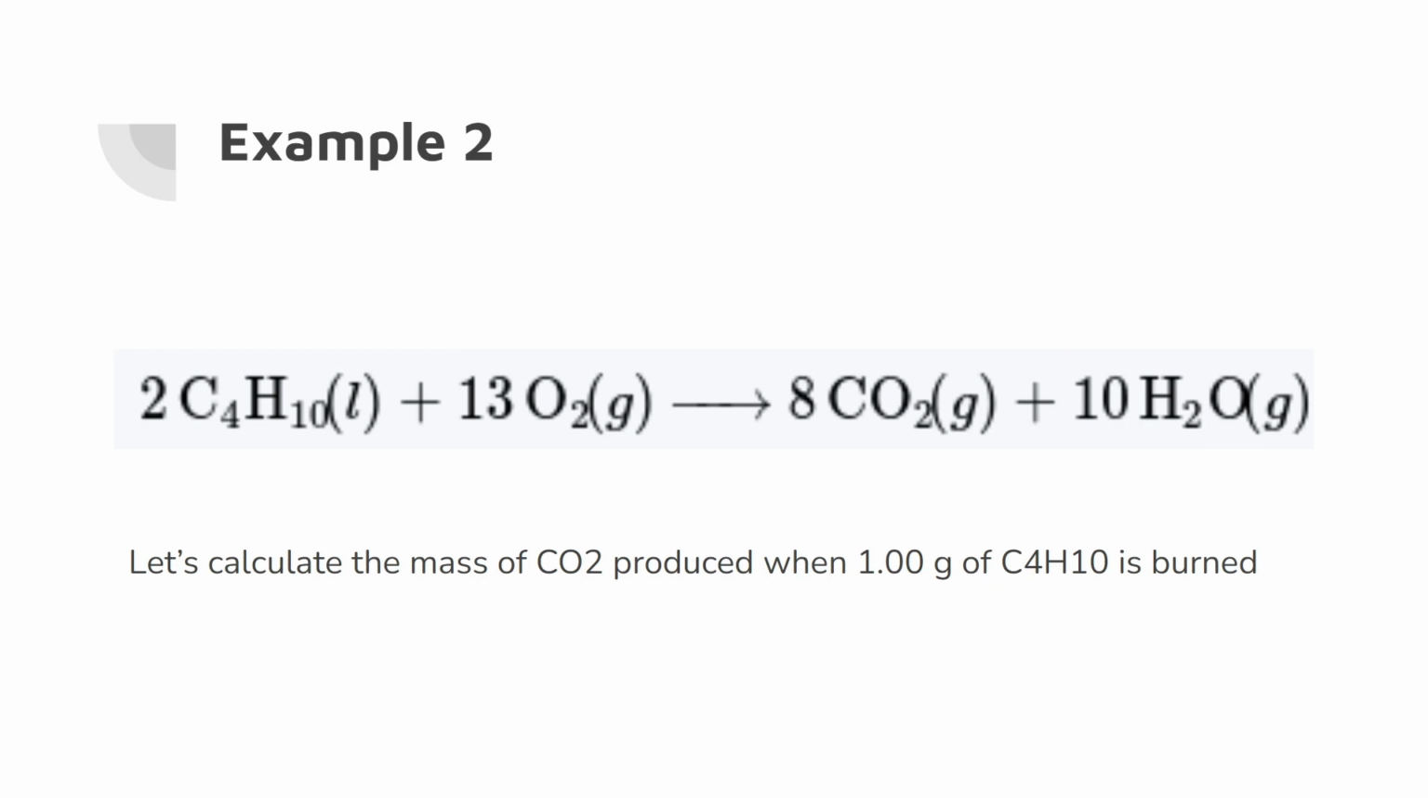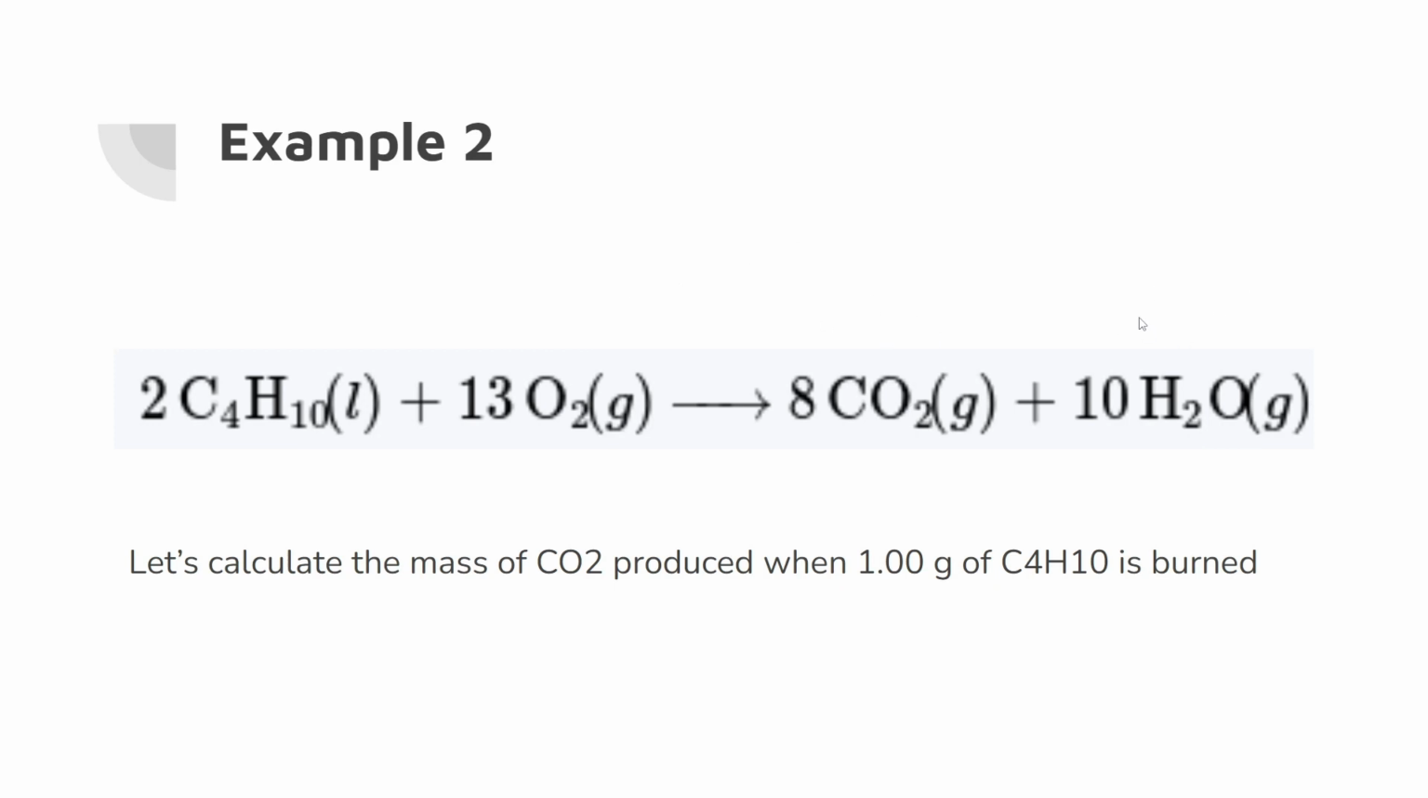So just always remember that these coefficients in this equation are going to be equivalent to each other. So 2 molecules of butane plus 13 molecules of oxygen gas is going to produce 8 moles of carbon dioxide and 10 moles of water. Or 2 moles plus 13 moles is going to produce 8 moles and 10 moles.